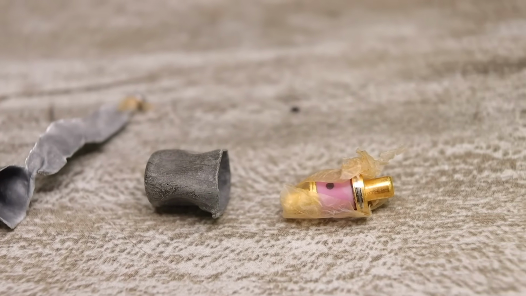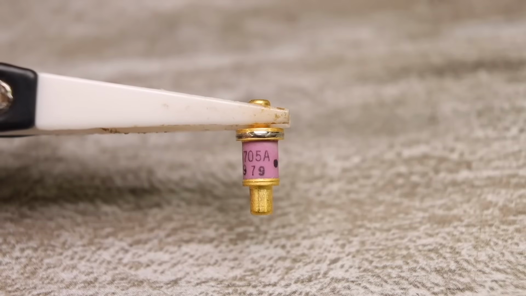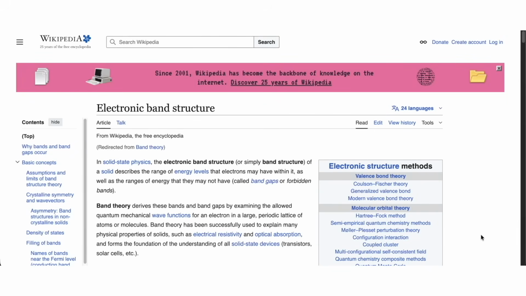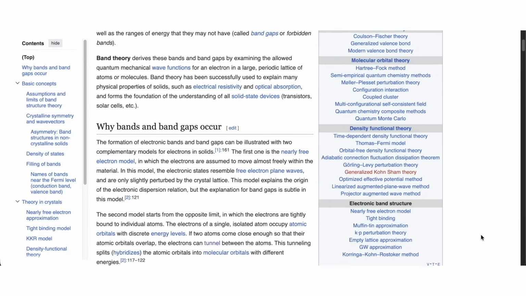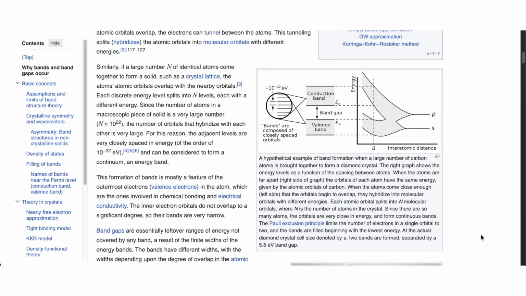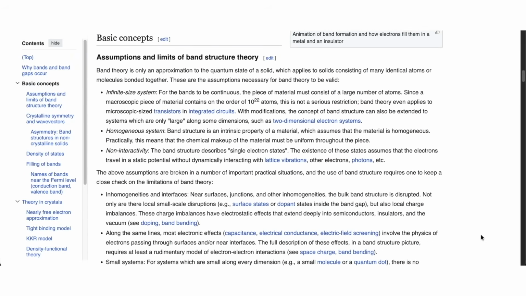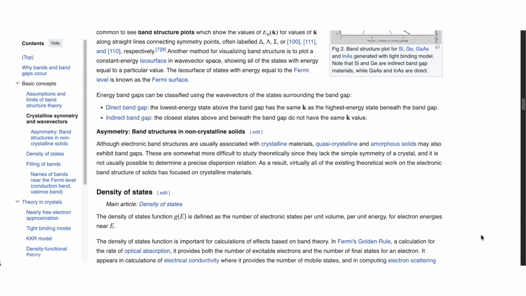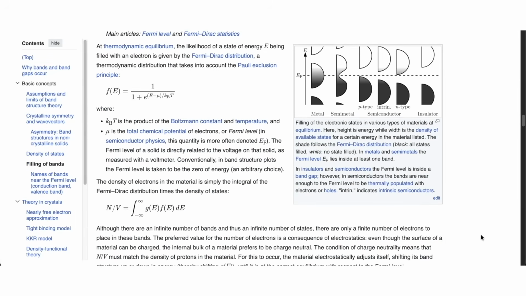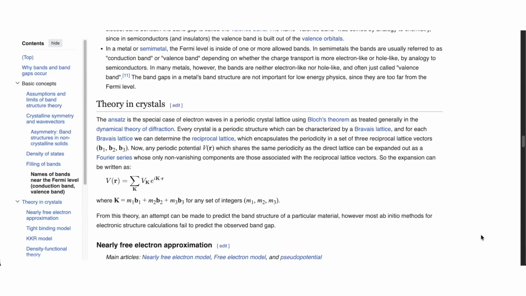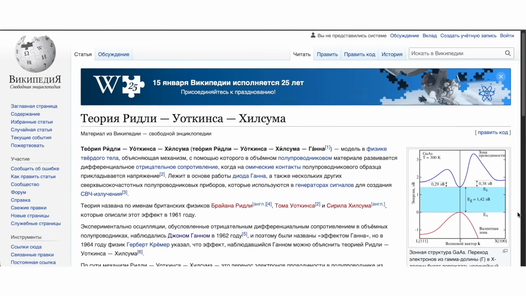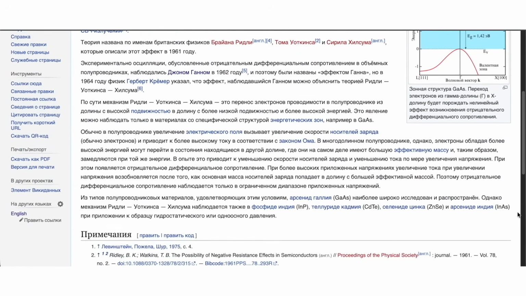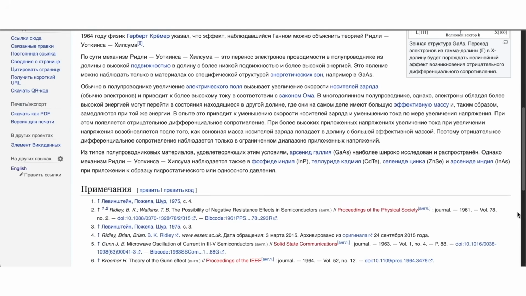On the physical level, the Gunn effect is based on three key phenomena. First, band theory. This is a quantum mechanical theory describing the movement of electrons in a solid. In materials like gallium arsenide, the conduction band is non-uniform. There are two main valleys or states in it where electrons can be found. It is this multi-valley structure of the conduction band that forms the basis of the Ridley-Watkins-Hilsum theory, which explains the physical nature of the Gunn effect.